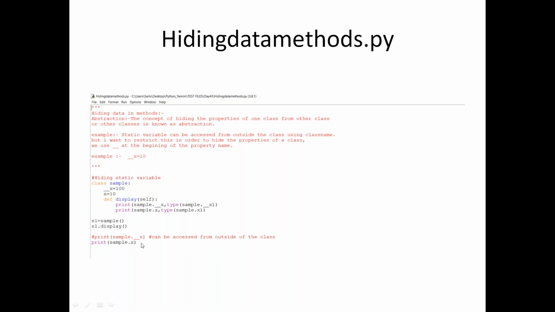Now, when you try to see the print option, you can see both. I'm not saying that you will not find the __x value. But when you try to print outside of the class, print sample.__x, the system gives a restriction saying that it cannot be accessed. But when you try to print the class name dot static variable name, sample.x, the system will show the value. The reason is the __x will behave like a hiding property. It has a feature of abstraction. Are you getting my point?